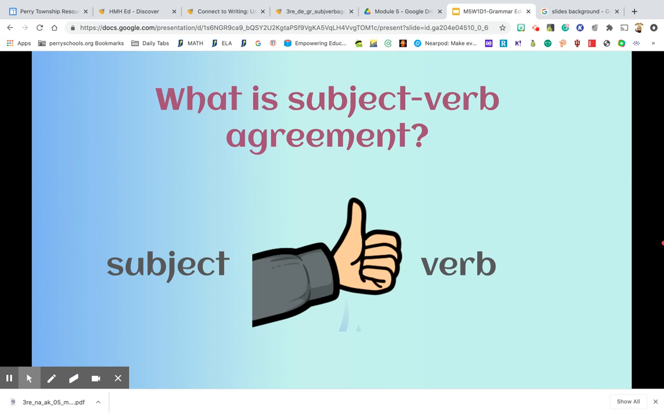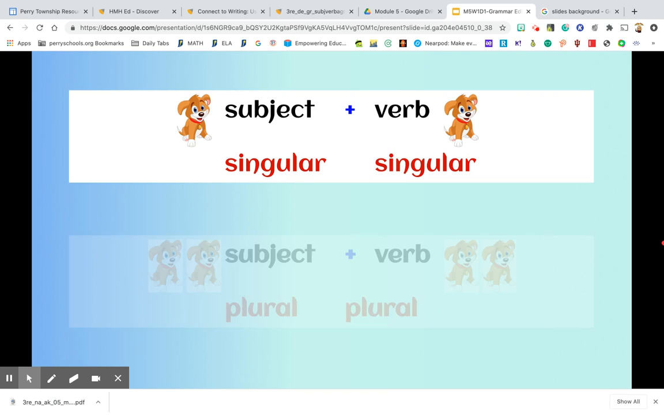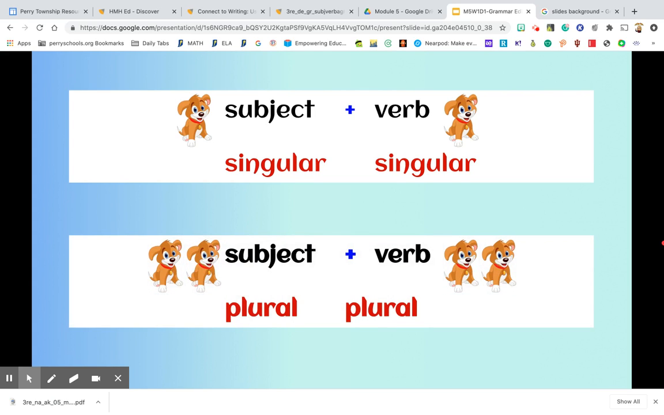When we're talking about subject and verb agreement, we want our subject and our verb to get along within the sentence. They have to go together. The subject, or the noun, has to be singular. If the subject is singular, then the verb will be singular as well. So we have a puppy, and then the verb would be singular as well. If the subject is plural, then the verb has to be plural as well.